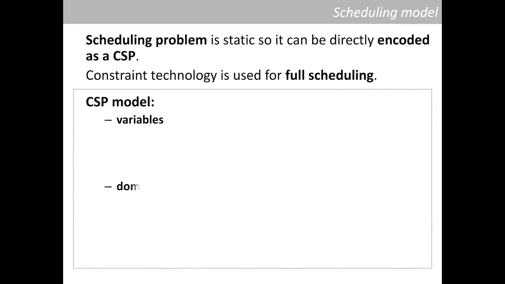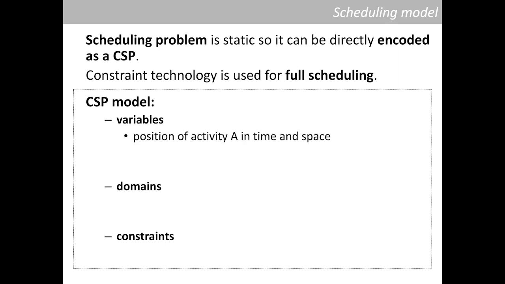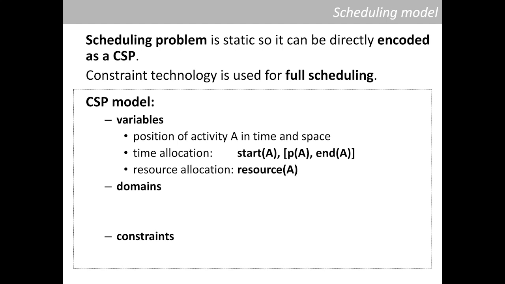We need to decide what will be the variables, domains of these variables, and constraints. So in scheduling, we deal with time and resource allocation, so we will have variables for describing position of activities in time and space. For example, for the time allocation, we can use the start time of the activity, or if we need the processing time and end time of the activity.